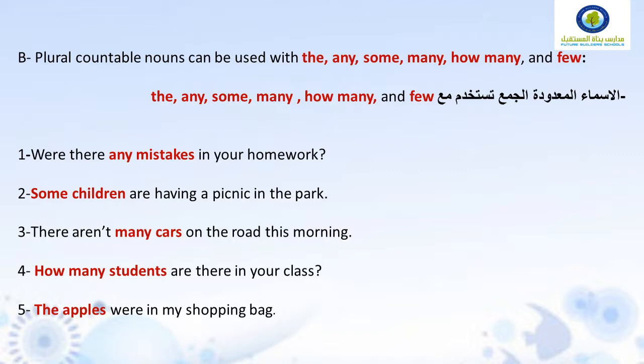Number 5, the apples were in my shopping bag. Here we have the apples, the plural countable noun, and to identify the apples we use the article the. Now here we can't use a or an. Remember, a and an are for the singular countable noun, but for the plural we could say the apples were in my shopping bag.